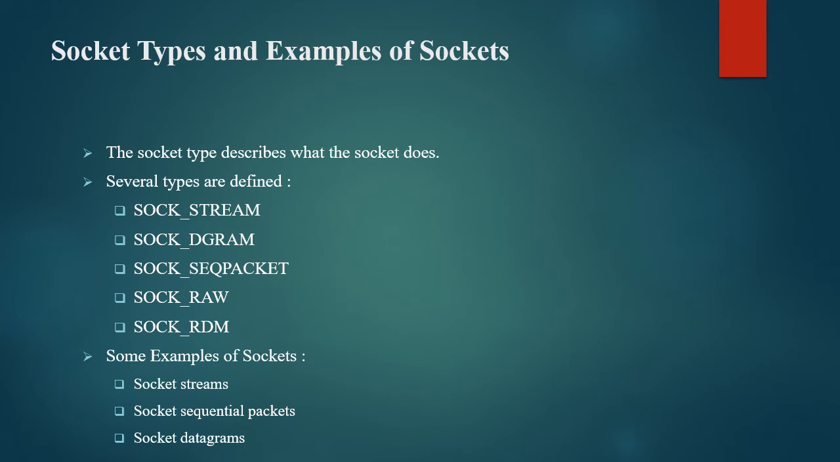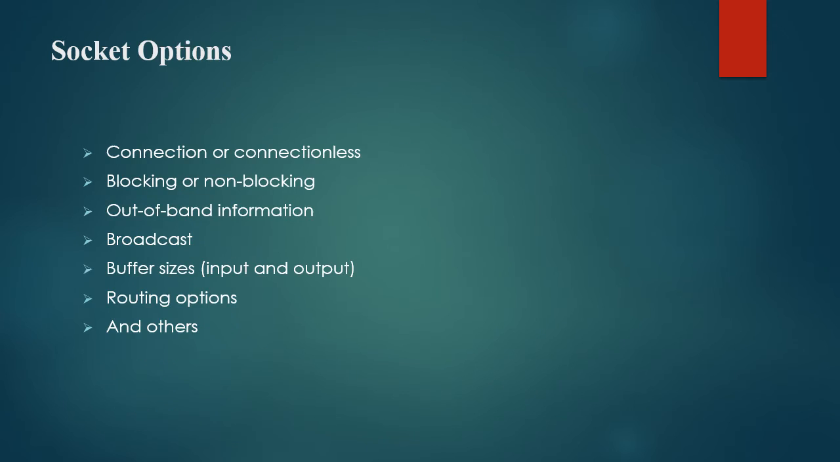Types of sockets and examples of sockets. The socket type describes what the socket does. Several types are defined: SOCK_STREAM, SOCK_DGRAM, SOCK_SEQPACKET, SOCK_RAW, SOCK_RDM. Examples of sockets are stream sockets, sequential packet sockets, and datagram sockets. Socket options: connection or connectionless, blocking or non-blocking, out-of-band information, broadcast, buffer size, input and output, routing options, and others.